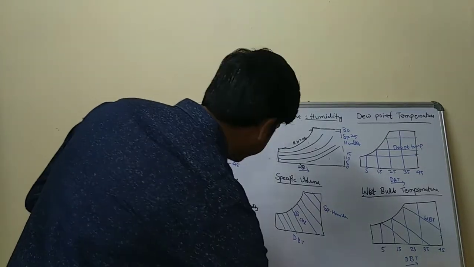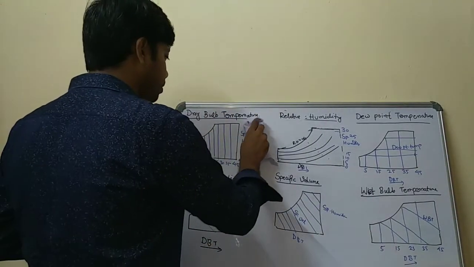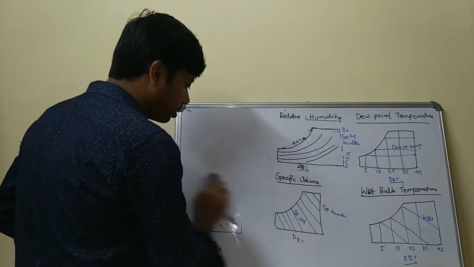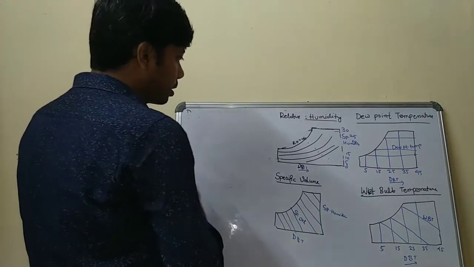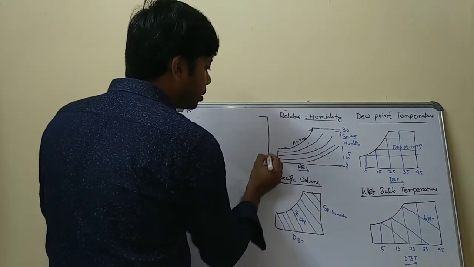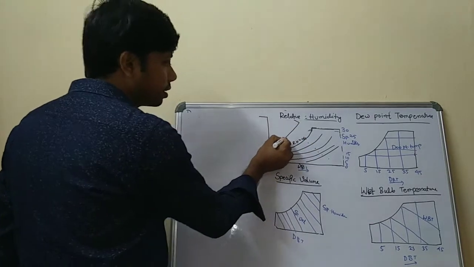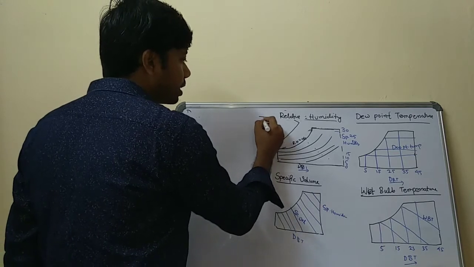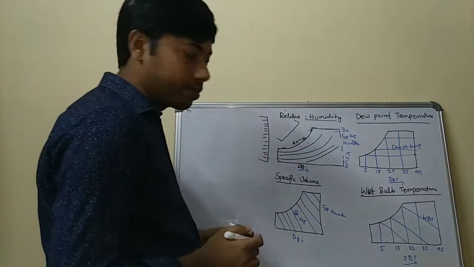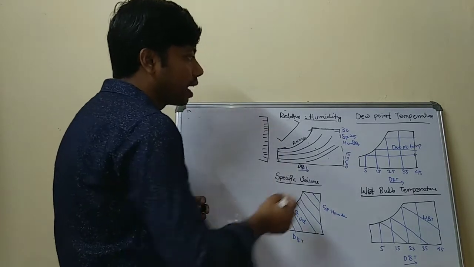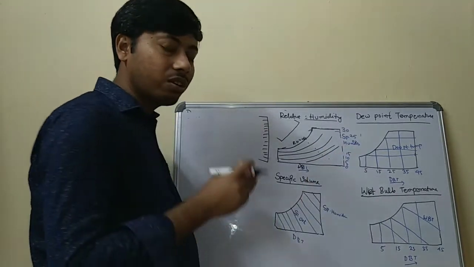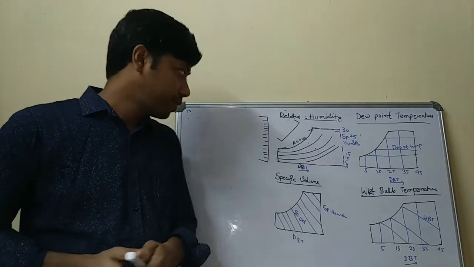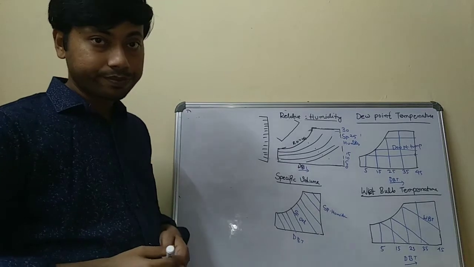And there is one more, that is your vapor pressure line. This is the vapor pressure line in your chart, in which you can easily calculate the vapor pressure of water vapor. And this is the sensible heat factor line. All those things we have already discussed. Now let's take a numerical and solve it on this.